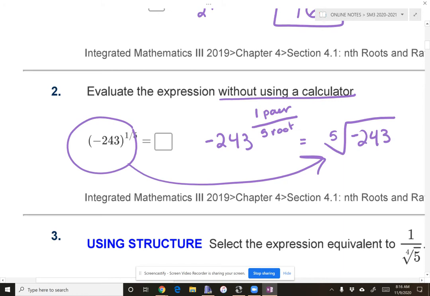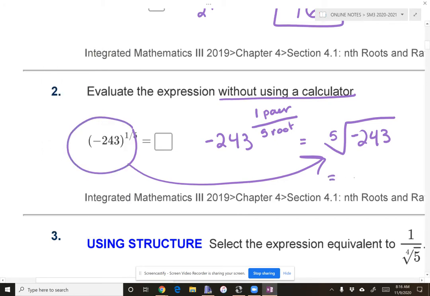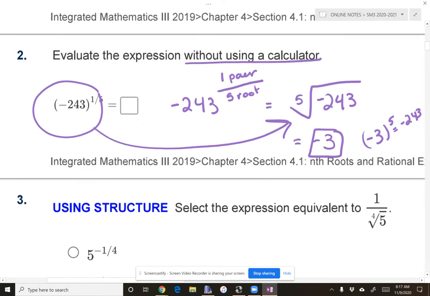Okay? And if you can show that and write that down, then when you grab your calculator and you put negative 243, and we're raising it to the 1/5. Remember, I have to put that in parentheses. I get negative 3, which basically means negative 3 to the 5th power equals negative 243. Remember, exponents and roots, or powers and roots, they're opposites of each other.